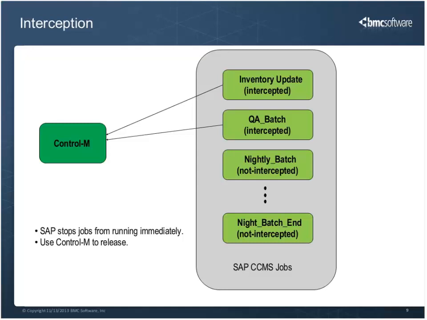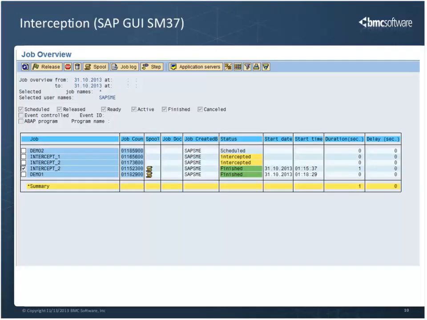And let's go take a look at the intercepted job in SAP. This is SM37 GUI in SAP. Here we see an example of two intercepted jobs in the job overview screen. So these jobs were manually ordered by a user or a process in SAP, and for whatever reason, it was decided these jobs should not run right away. Once these jobs are intercepted, they must be released. Otherwise, they will stay in this mode indefinitely or until they are removed.